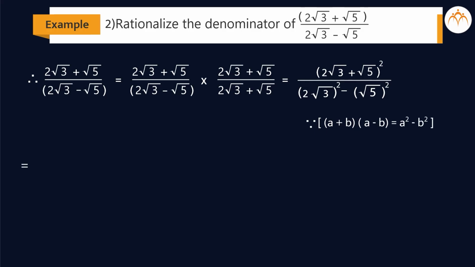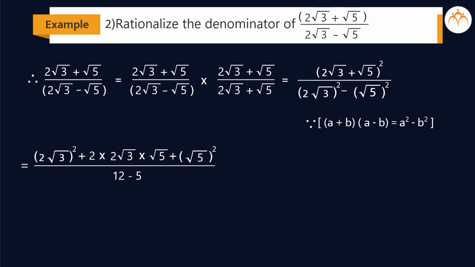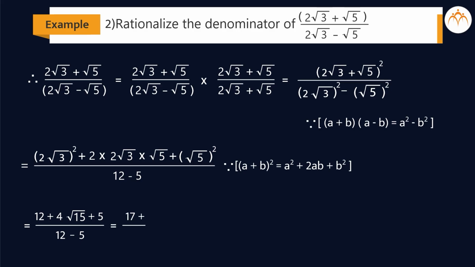= ((2√3)² + 2 × 2√3 × √5 + (√5)²) / (12 − 5), because (a + b)² = a² + 2ab + b². = (12 + 4√15 + 5) / (12 − 5) = (17 + 4√15) / 7.